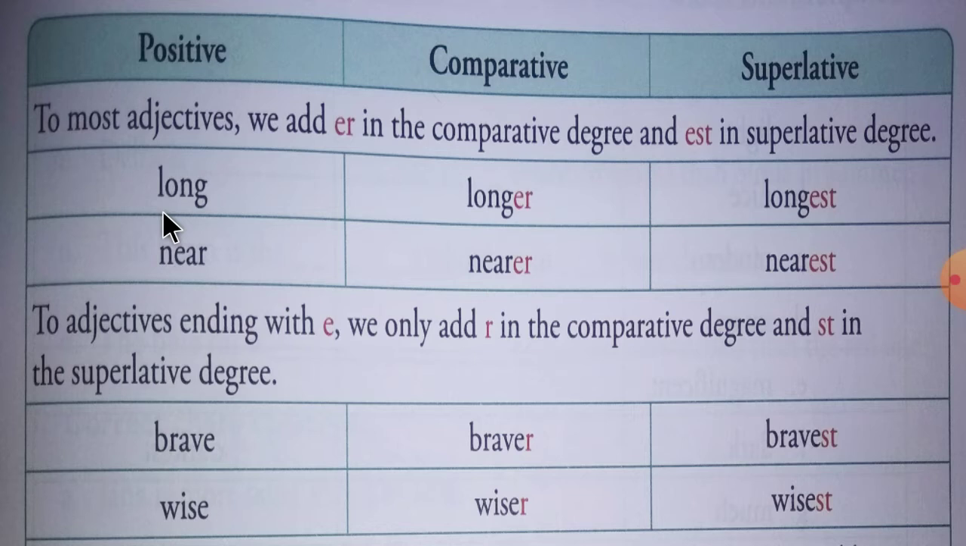Then write like this: long, longer, longest. Then near, nearer, nearest.